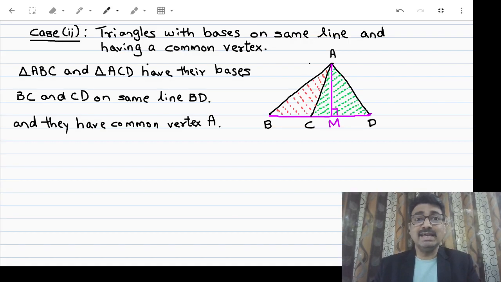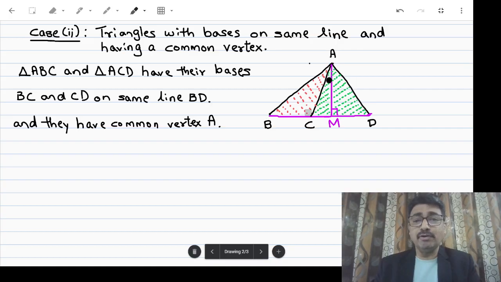So in this second case, what do we have? We have triangles having bases BC and CD on the same line, and their third vertex is the common vertex. What then happens? If you observe for triangle ABC, which is obtuse angled at the vertex C, the height is going to be the perpendicular drawn from the opposite vertex A towards the side BC. AM is the perpendicular, the height of ABC.